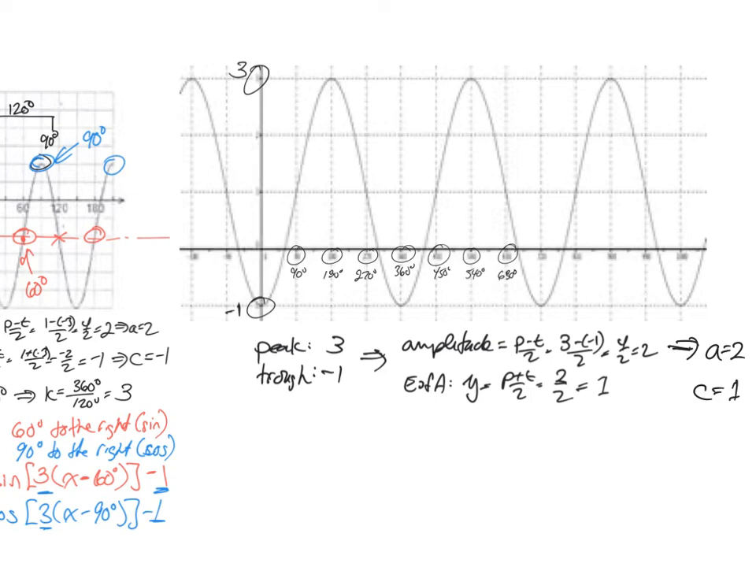And I'm going to quickly sketch that. So there's my equation of axes. Looks like the midway point. I can confirm that the amplitude is 2 by going from either the peak or the trough. That is 2.